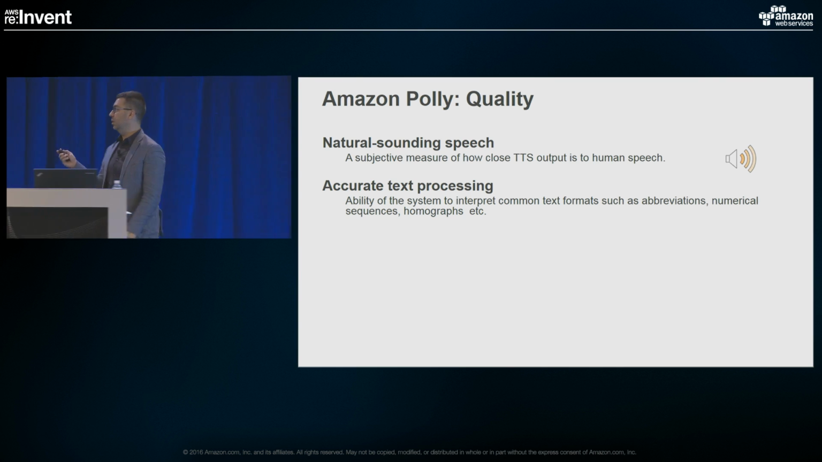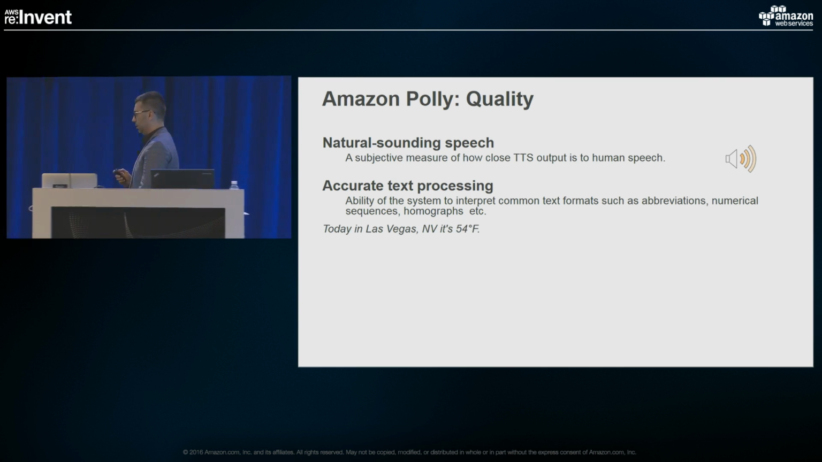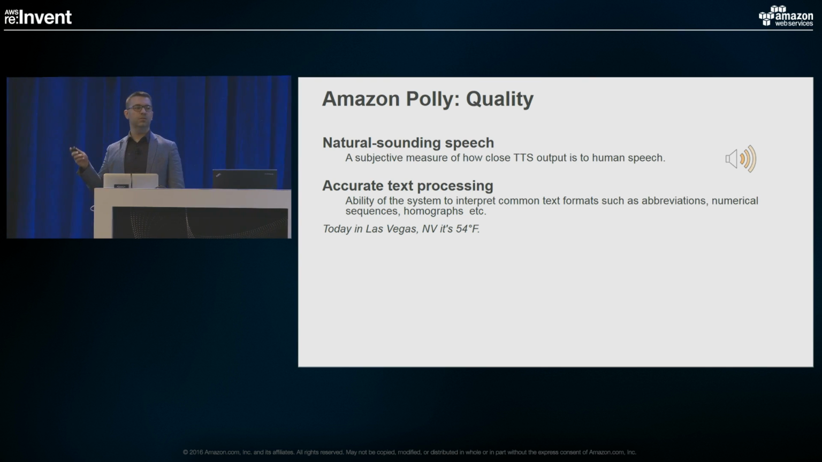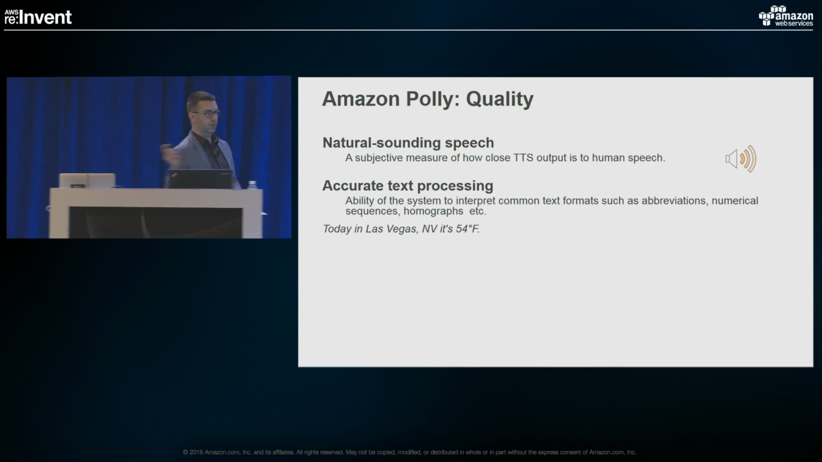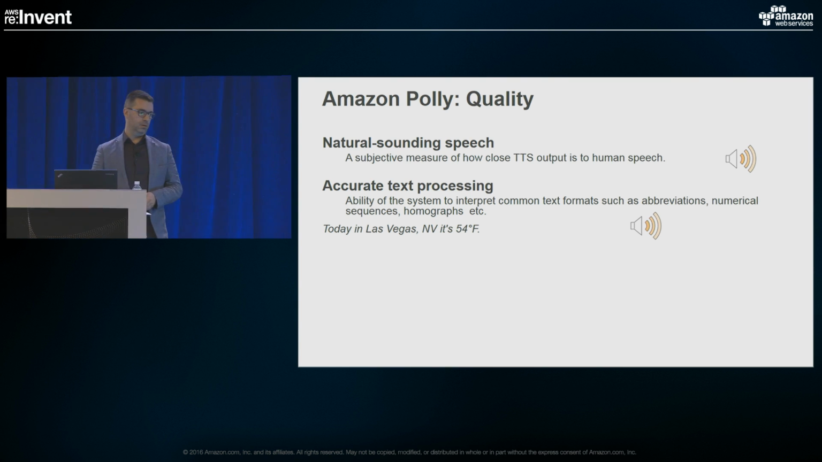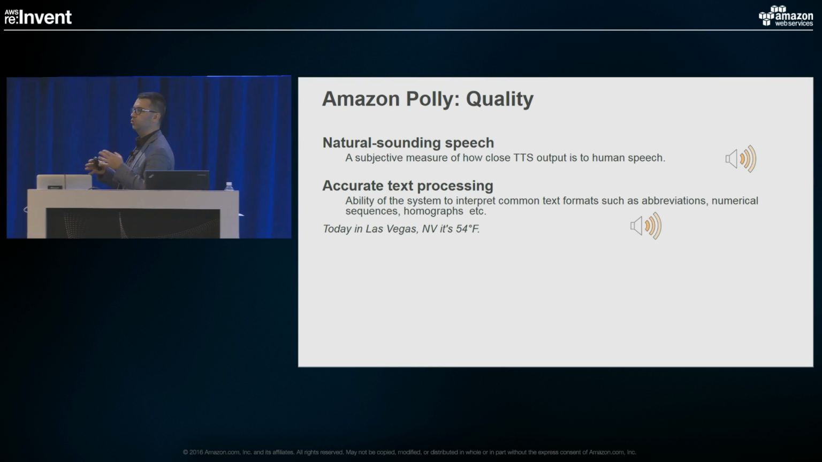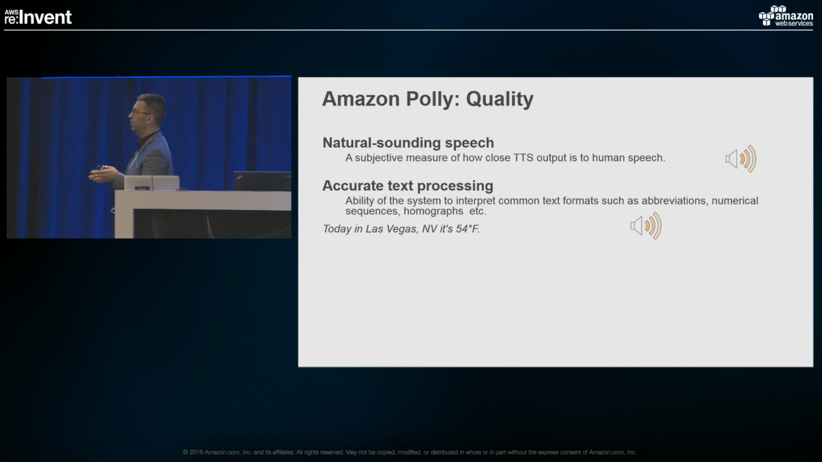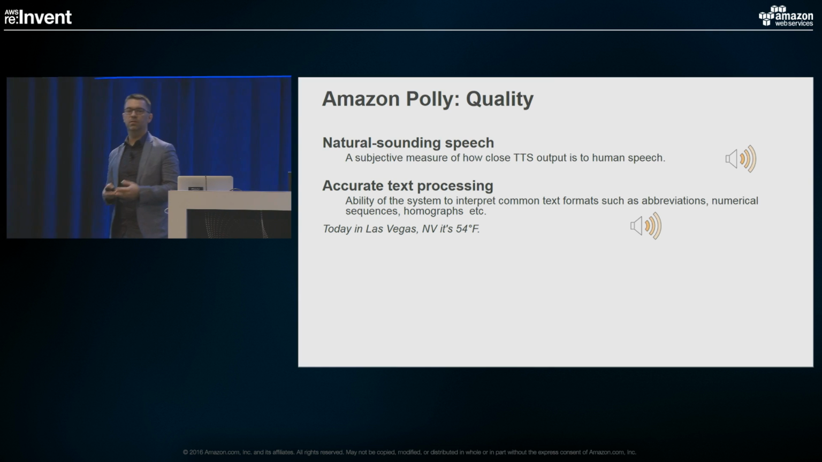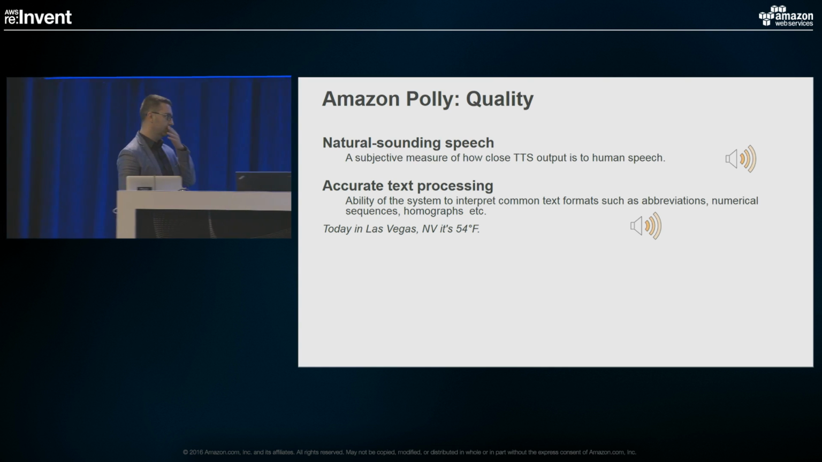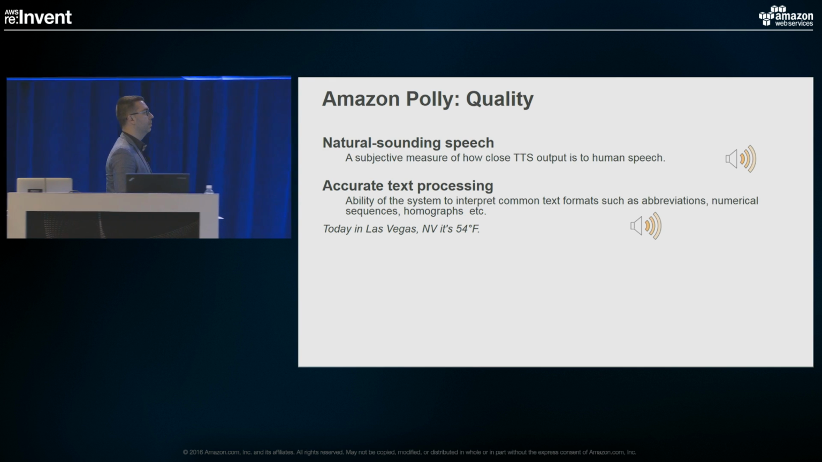Let me show you 3 examples. By the way, as far as I know, that's really the temperature in Las Vegas, so we have a weather forecast for free. Today in Las Vegas, Nevada, it's 54 degrees Fahrenheit. So you can see here that we have various elements which need to be interpreted by the text-to-speech system. NV, we need to understand that in this context it's Nevada. We need to understand that F in this context should be interpreted as Fahrenheit, and so on.